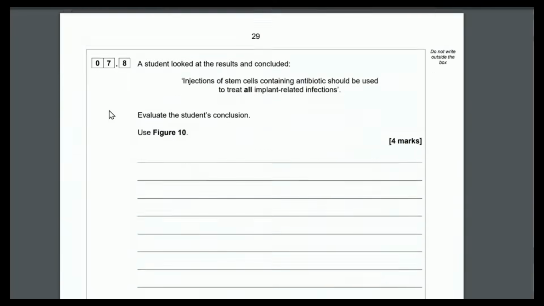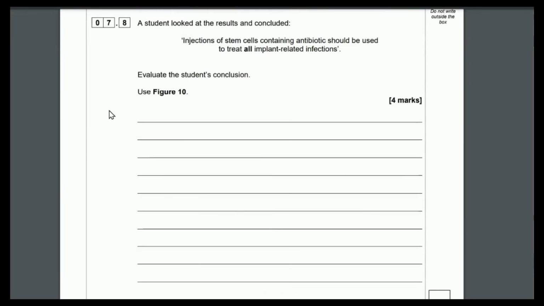Now, this is the last part to the question. 7.8. A student looked at the results and concluded injections of stem cells containing antibiotic should be used to treat all implant-related infections. Evaluate the student's conclusion. So this is basically say the positive things and the negative things. When you say evaluate, say the good things about it and the negative things. This is a bit of a silly statement. You shouldn't say treat all infections, because how many different bacteria did they study with these antibiotics? So let's look at the for and against for this one.